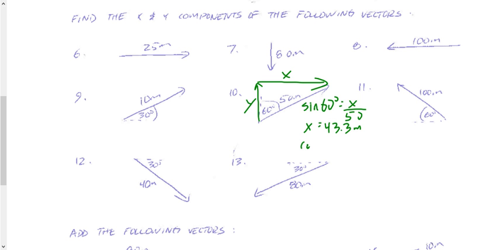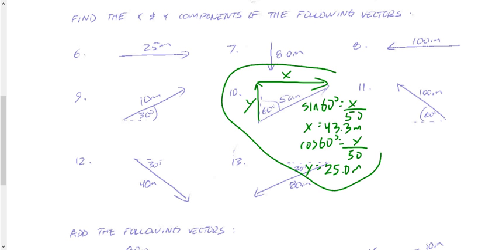And we're going to say cosine 60 degrees is equal to adjacent over the hypotenuse. Adjacent over hypotenuse, that's the y component. That's the short side touching the angle, divided by the hypotenuse, that's the long side. And y ends up being 50 times cosine 60 gives me, I believe it's exactly 25.0 meters. So there we go.